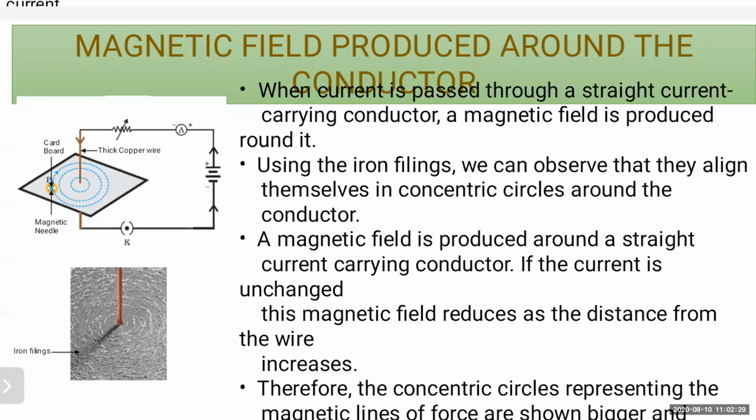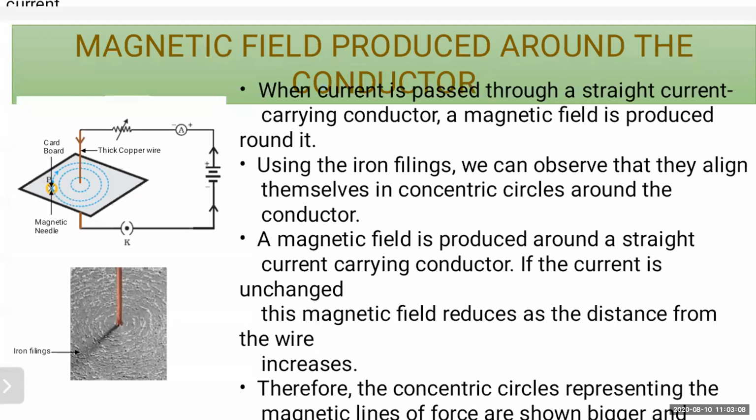That is, concentric circles are there. These are all arranged in a circular manner. Using iron filings, we can observe that they align themselves in concentric circles. So look at the second figure. The iron filings are arranged in concentric circles around the conductor. So the magnetic field is produced around the straight current carrying conductor if the current is unchanged.